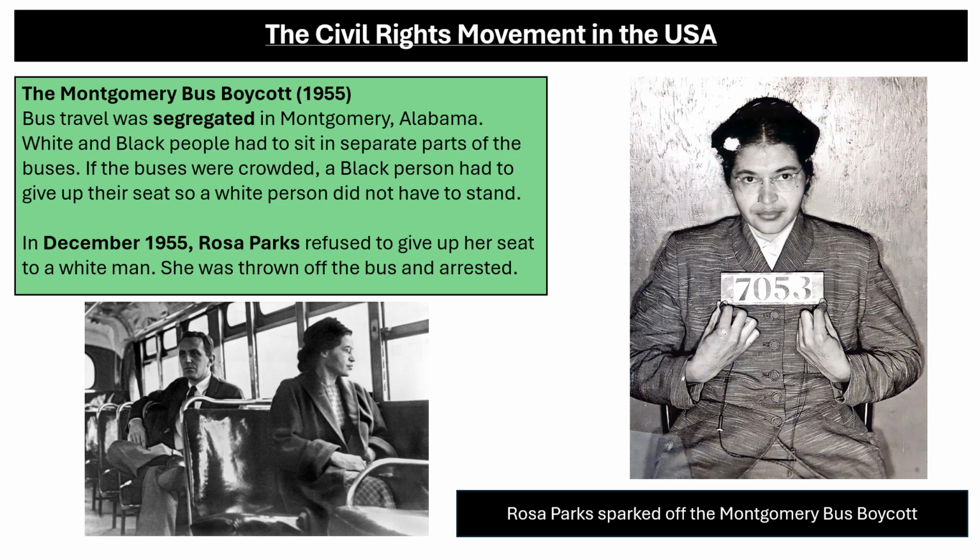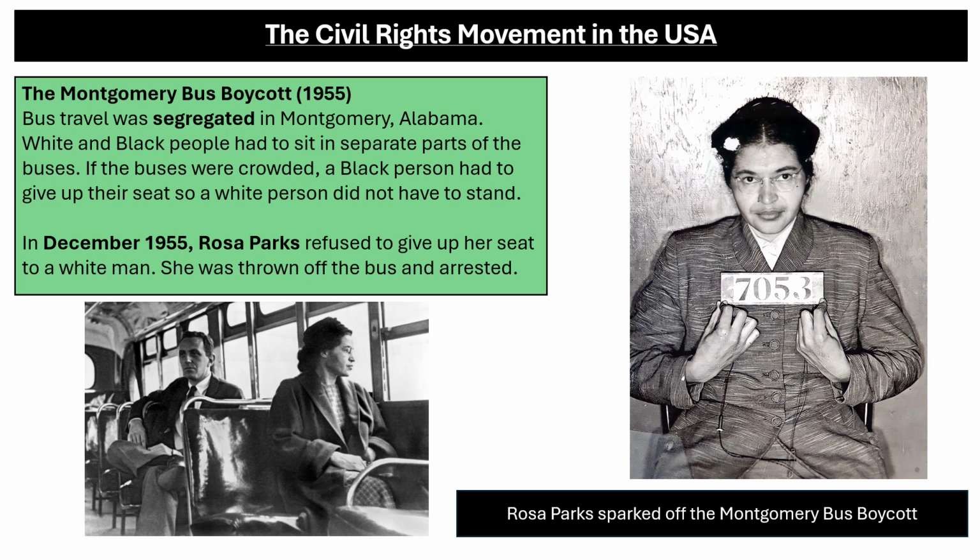Now, another really important event that happened in 1955 was an event called the Montgomery Bus Boycott, which many of you have probably heard of because it's one of the most famous events in the civil rights movement. Now, bus travel was segregated in Montgomery, Alabama. White and black people had to sit in separate parts of the buses, and if the buses were crowded, a black person had to give up their seat so a white person did not have to stand.